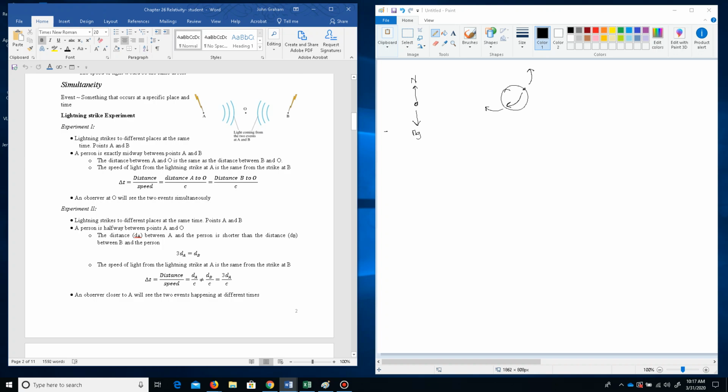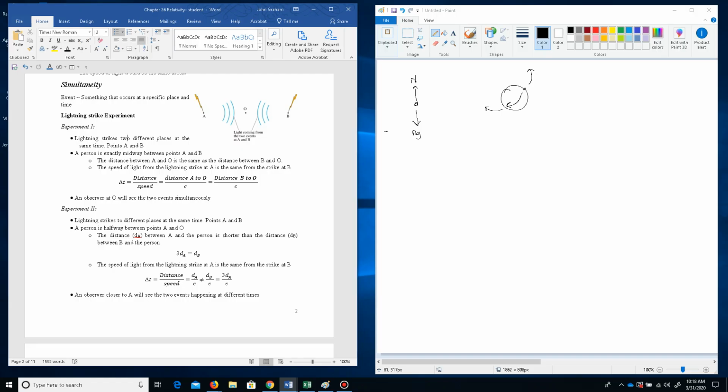So in this first experiment, light strikes two different places at the same time. So light strikes A and light strikes B. A person midway between these two will see light strike A and light strike B. Right? And if we look at it, we know the light travels at the speed of light. So as this light travels from A to O, it's going to travel at the same speed. And this distance from A to O is the same as O to B. So it's going to take the same time.